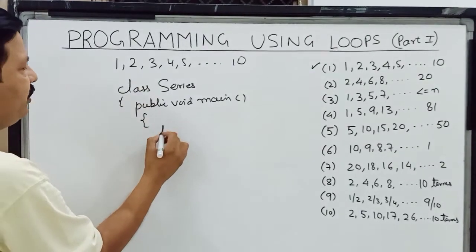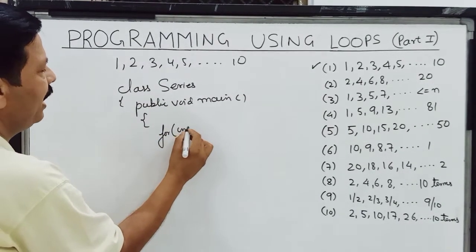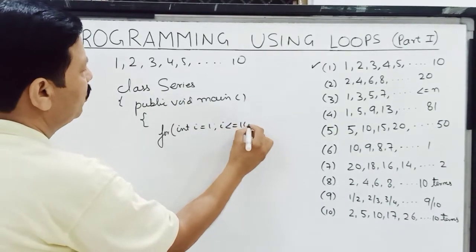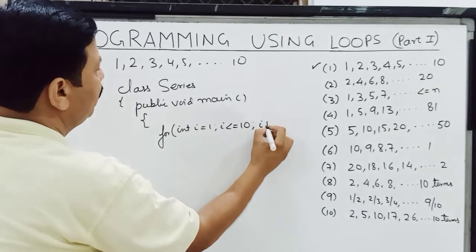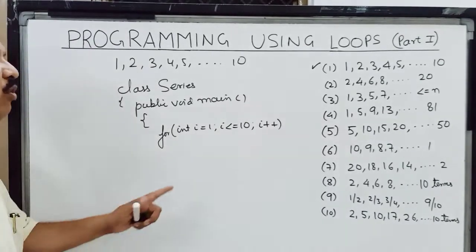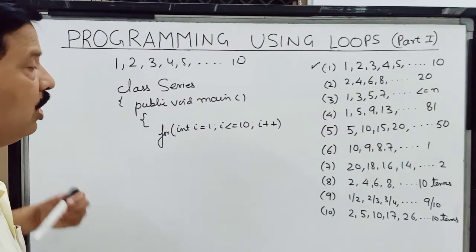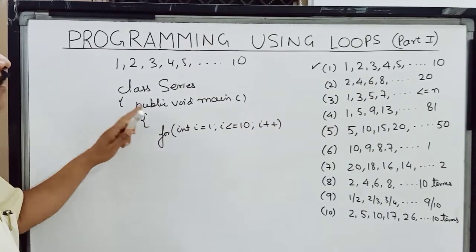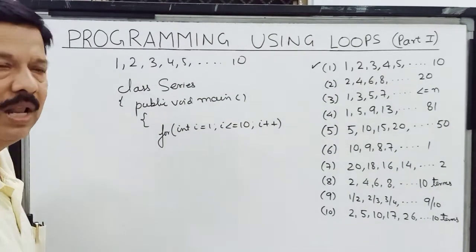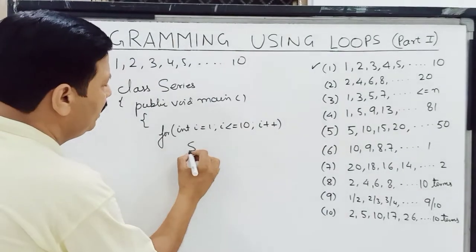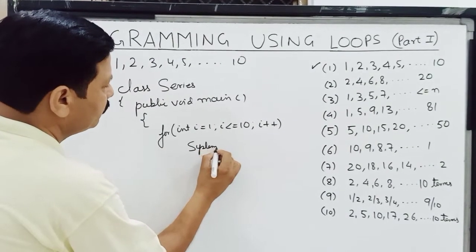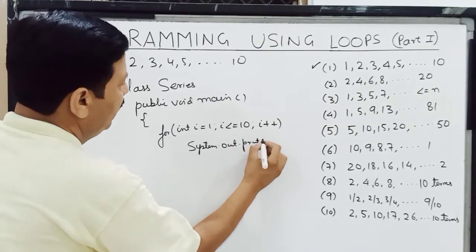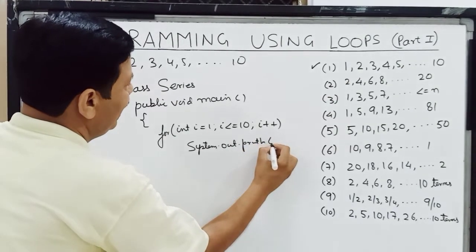So we can generate these numbers with the help of a for loop. If I say I is 1, I is less than or equal to 10, so this loop is going to start from 1 to 10. So if you see children, you are going to get all these numbers from 1 to 10 through a variable I, and if I print this number, System.out.println I.